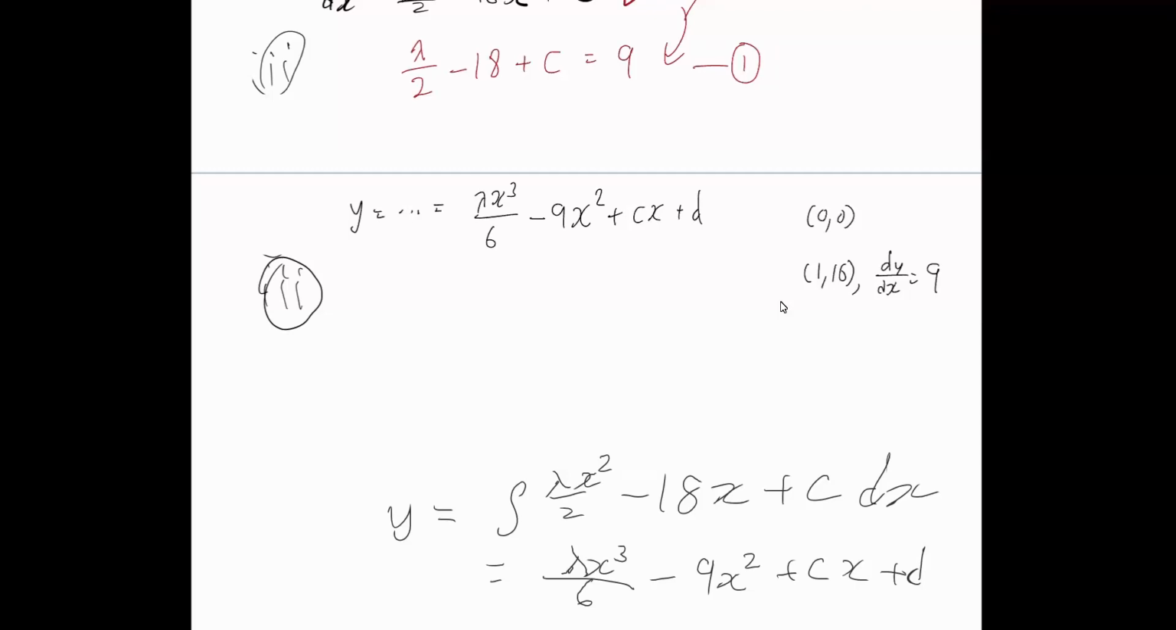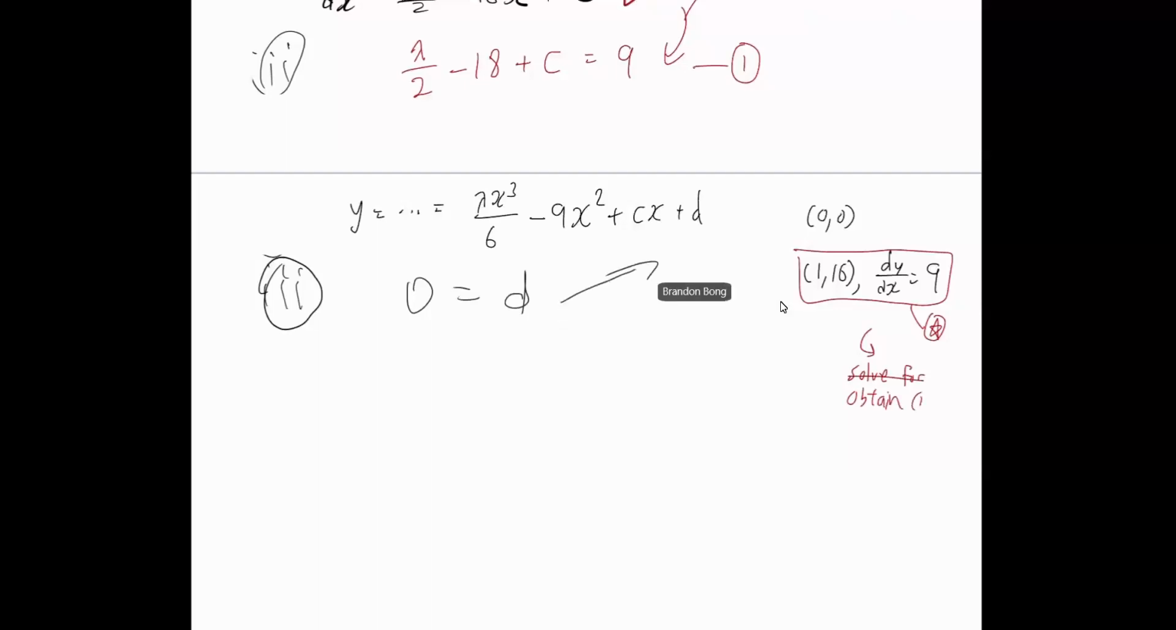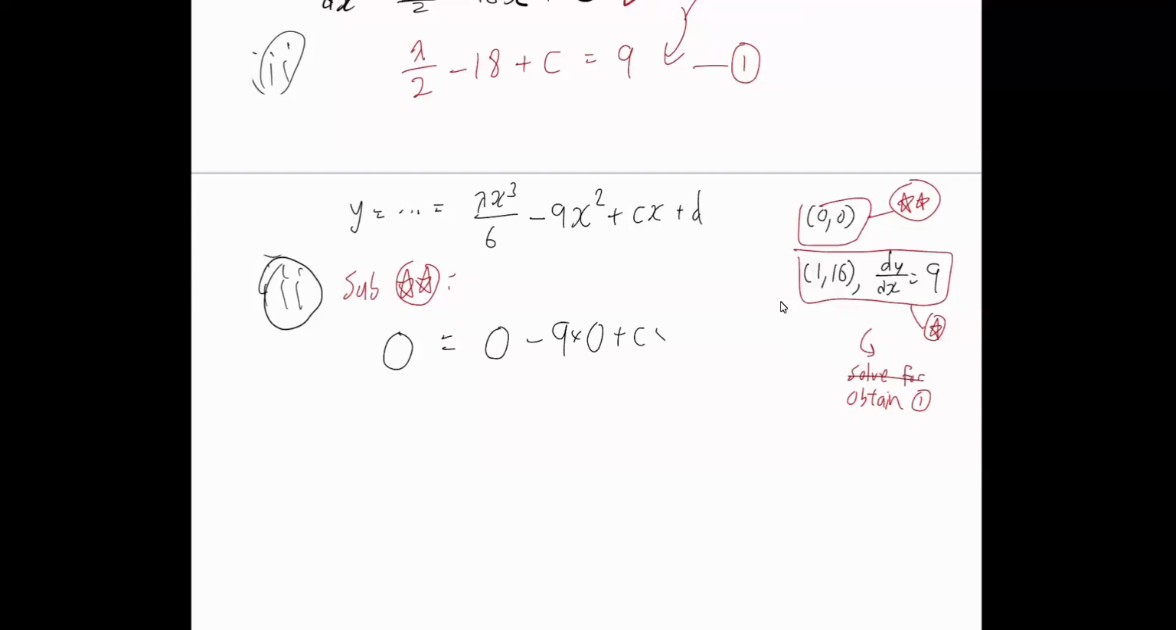Okay, so we use the information over here, I'll call it star. And then, no, we haven't used it, sorry. We use the information over here, I'll call this star, to help us solve for, actually we didn't solve for anything. Obtain equation D 1. Okay, then you use double star. You get 0 equals 0 minus 9 times 0 plus c times 0 plus d. Even though we don't know c, we can get rid of it because it is times 0. As a result, d equals 0.